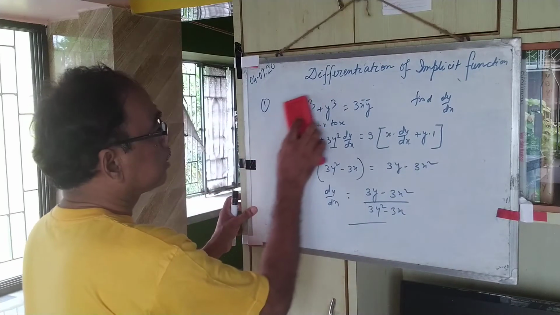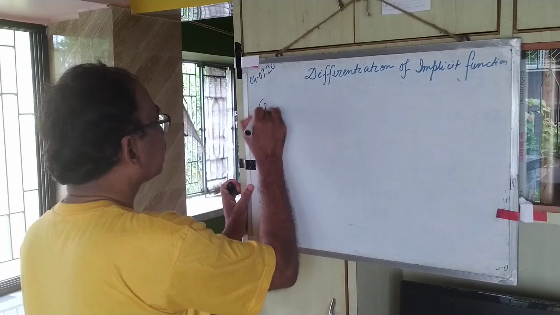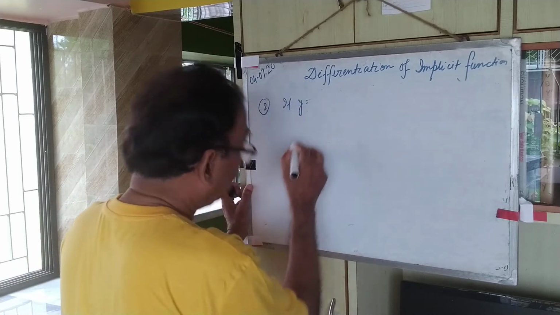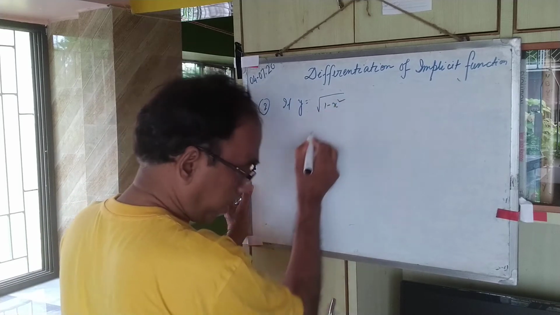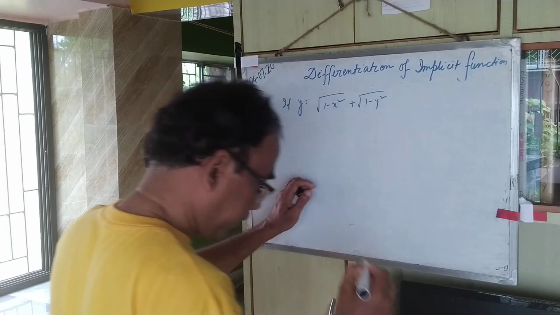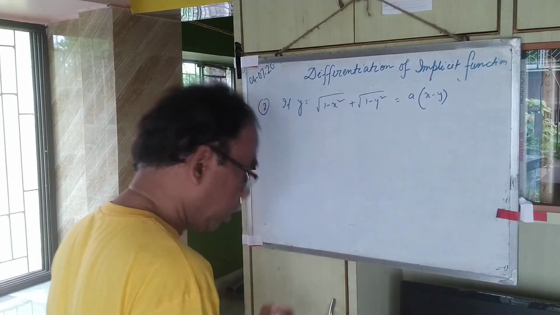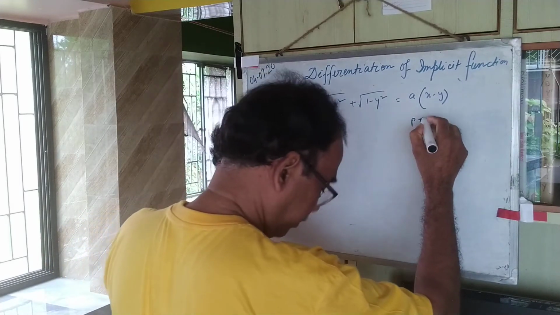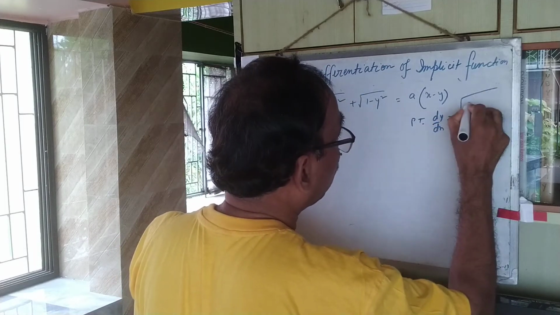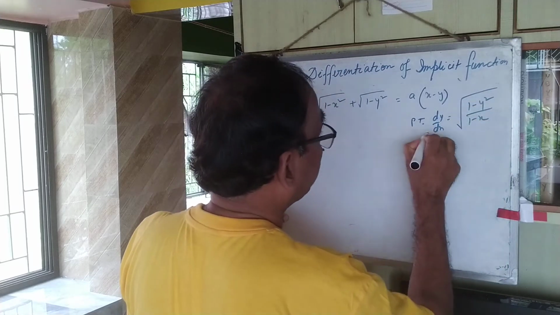Now, sum number 2. If root over of 1 minus x square plus root over of 1 minus y square equals a into (x minus y), you have to prove that dy by dx equals root over of (1 minus y square) by (1 minus x square). We have to prove this.